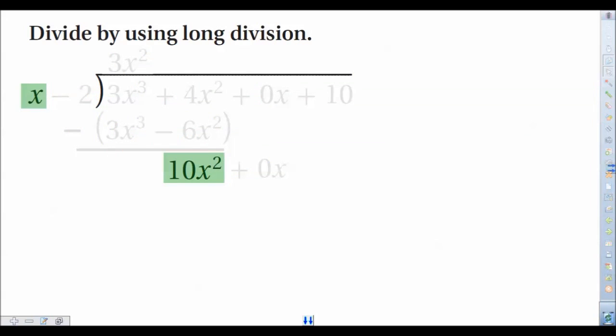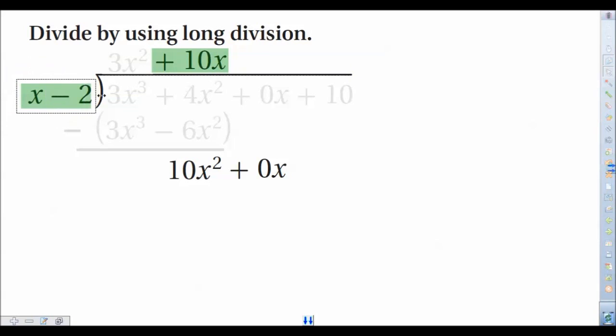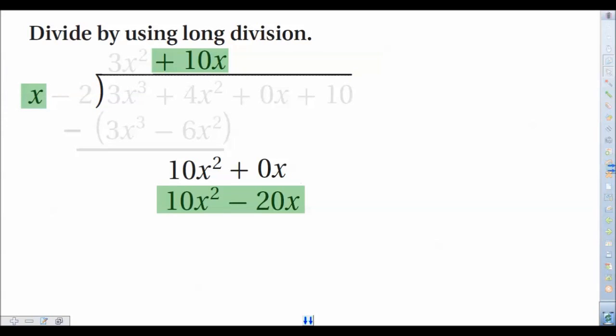Now focus your attention here next, because when this process starts over again, you're going to try and put x into 10x squared, or take 10x squared divided by x. That just knocks the degree down 1, and we have just 10x. Now we bring that 0x back in here, and we bring that minus 2. Now it's time to multiply. We're going to take 10x and multiply it by that whole thing right there. When we do that, now we have 10x squared minus 20x.